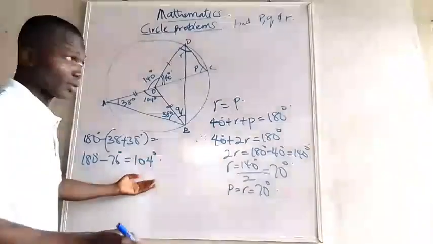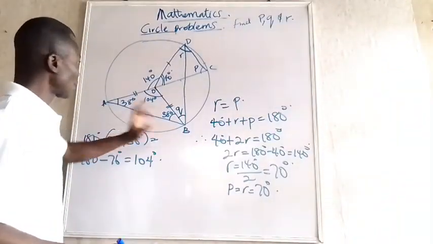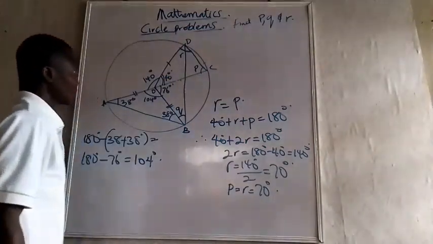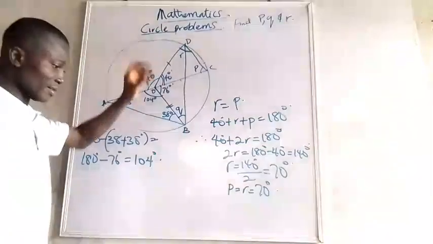I might not even have gone to this extent. The angle here will be the sum of these two angles. So this place here is 76 degrees. You can see this place is 76 degrees. Fine.